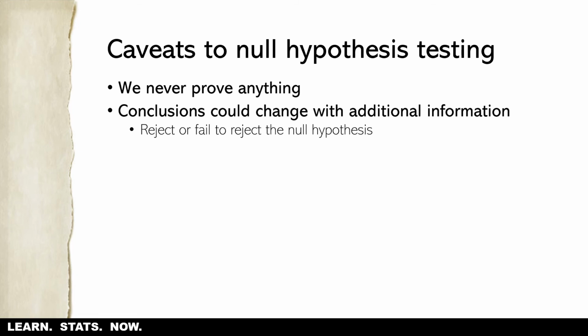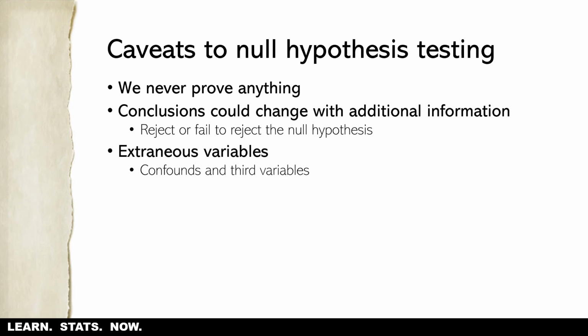Why? Well, conclusions could change with additional information. So again, remember the standard error of the mean: the size of the standard error of the mean is a function of how big the sample size is. So if we increased our sample size, we make it a little bit more likely that we're going to actually reject the null hypothesis, because our standard error of the mean gets smaller. So our conclusions really are conditional on the kind of information that we have, and you can make a strong case many times that if you simply increase the size of the sample, you would increase the likelihood of actually rejecting a null hypothesis.